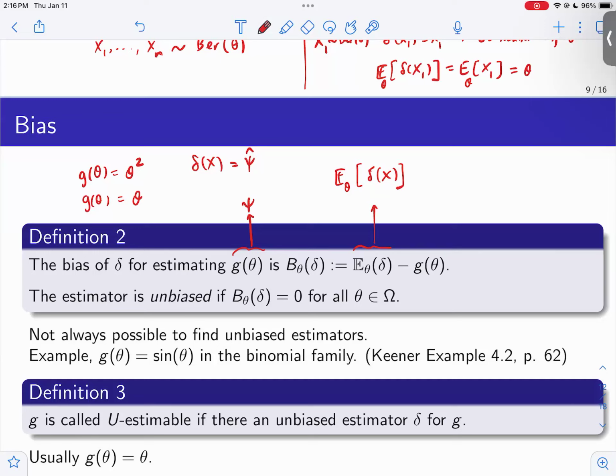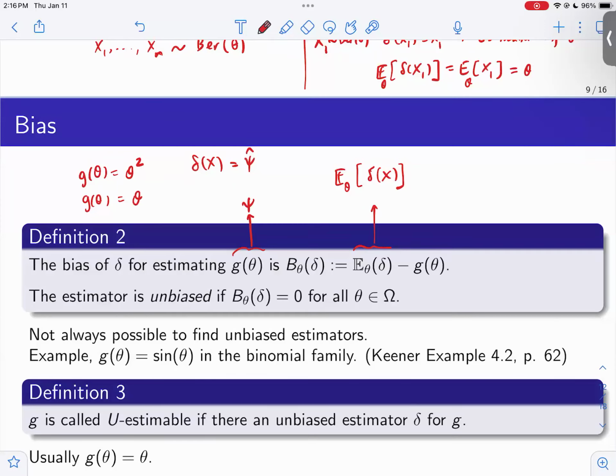Any other questions about the bias? It's a tricky notion. Statisticians traditionally really liked estimators being unbiased. Unbiasedness means this bias is identically zero for all values of theta. So an unbiased estimator is not one that has the correct expectation at a single theta, but for all values of theta, okay?